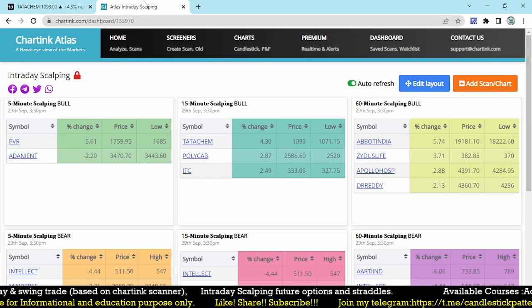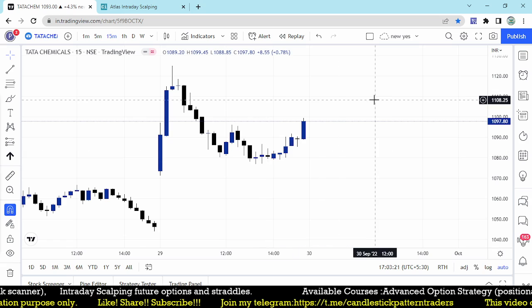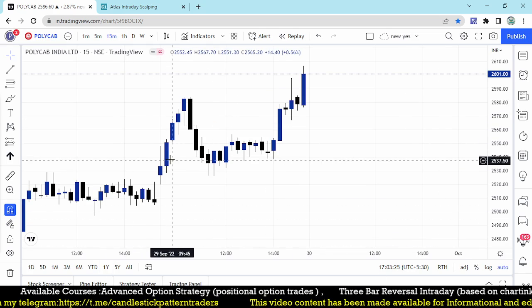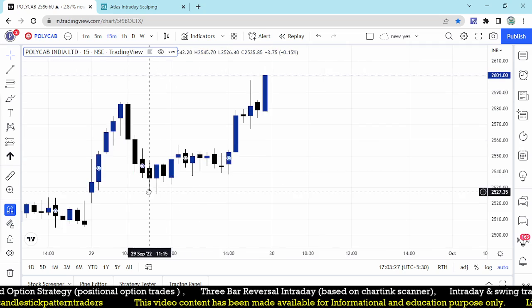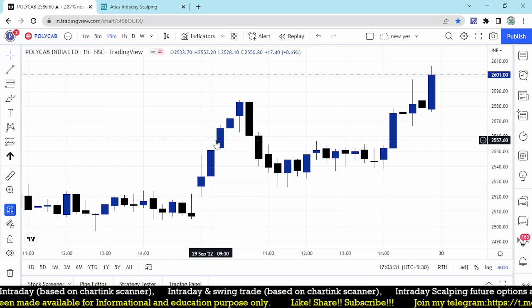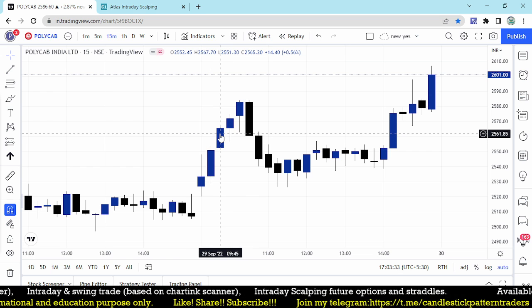And the second one is Polycab and ITC. Let's go for Polycab. Yes, here you look at this stock. So three consecutive bullish candles after market open in a 15 minute time frame.